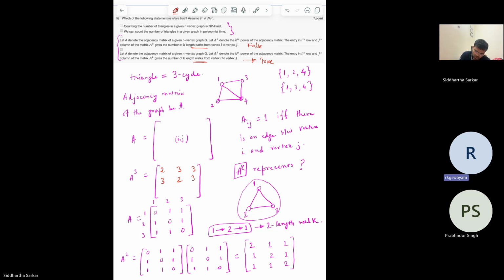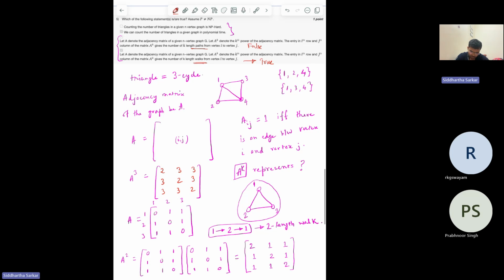And then third row and the first column: this entry becomes 3. Third row and the second column: this entry becomes 3 again. And third row and the third column: this entry becomes 2.